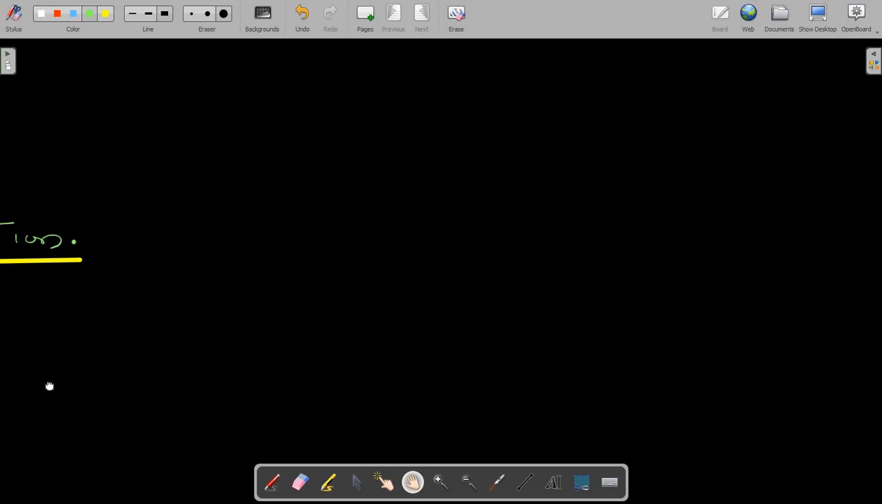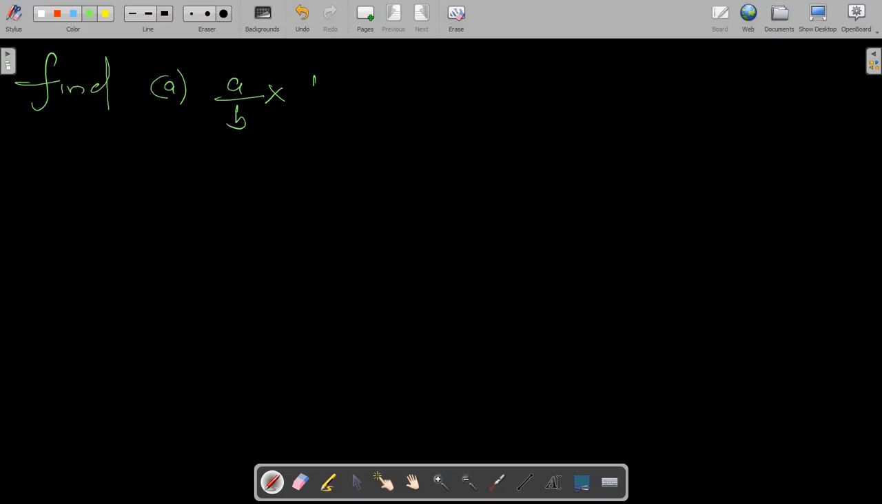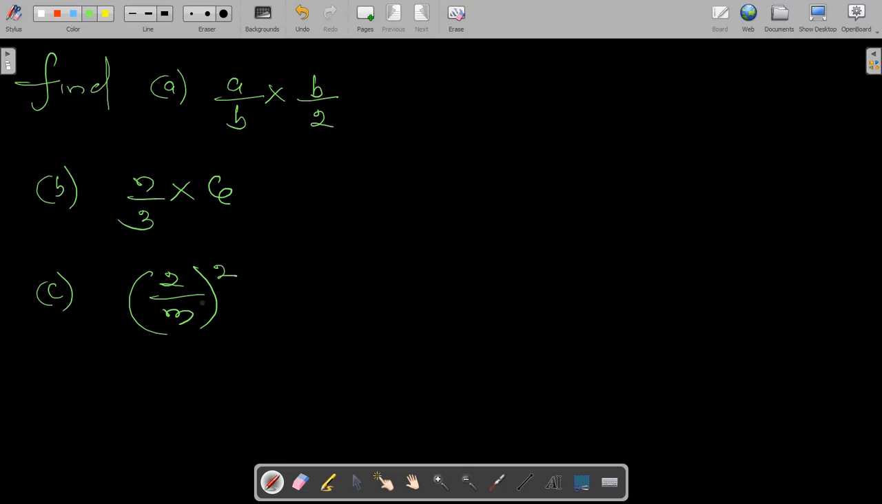So now let's move on again. Let's say we are given this question to solve. Find. Okay, question A. If you are given something like this, A all over B to multiply by B all over 2. Let me write all the questions out. B, if you are given N all over 3 to multiply by 6. Then the C question, let us say 2 all over M all squared. Then the next thing again, let me say D. If you are given something like A squared multiply by 4 all over, then this is actually A cube.